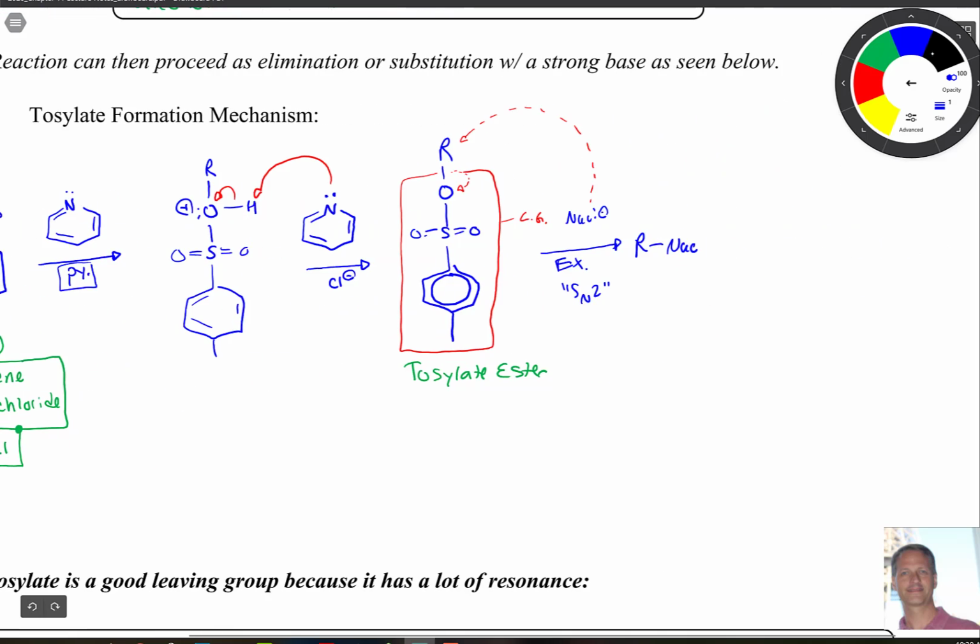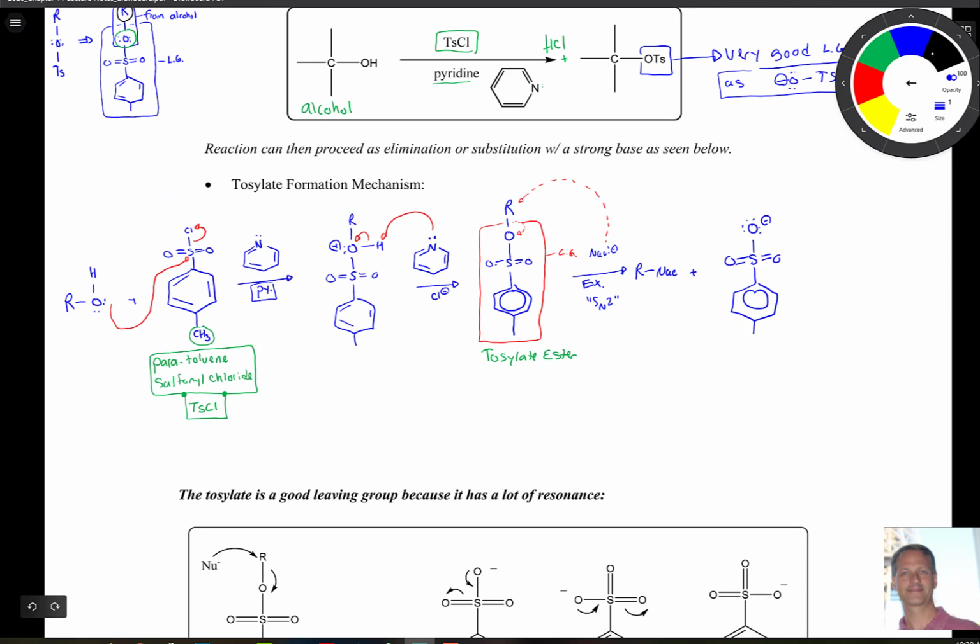So when it left, if we were to do this, it would be an oxygen with a minus charge connected to the same old thing that we've been drawing all along. Okay, so I hope that you can recognize this, and let me zoom out a little bit more here. That compound right now has a lot of resonance. So this is a pretty stable conjugate base. It has a lot of resonance. So look down below and let's take a look at that resonance.